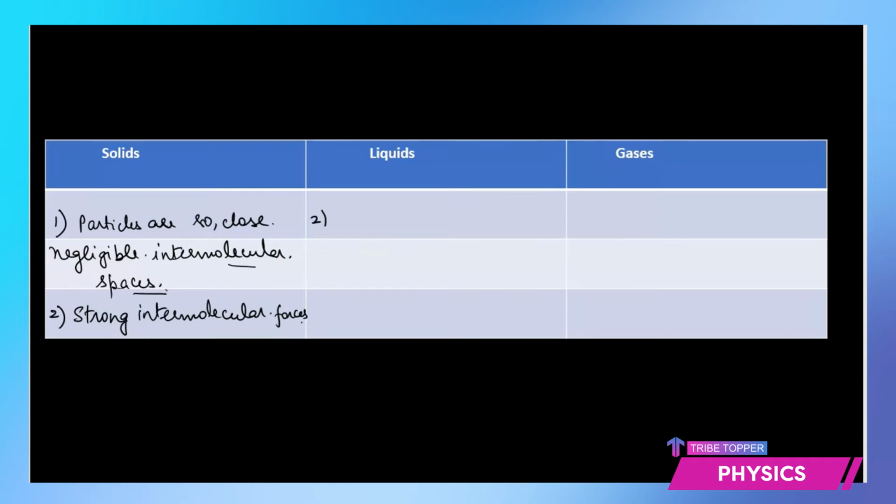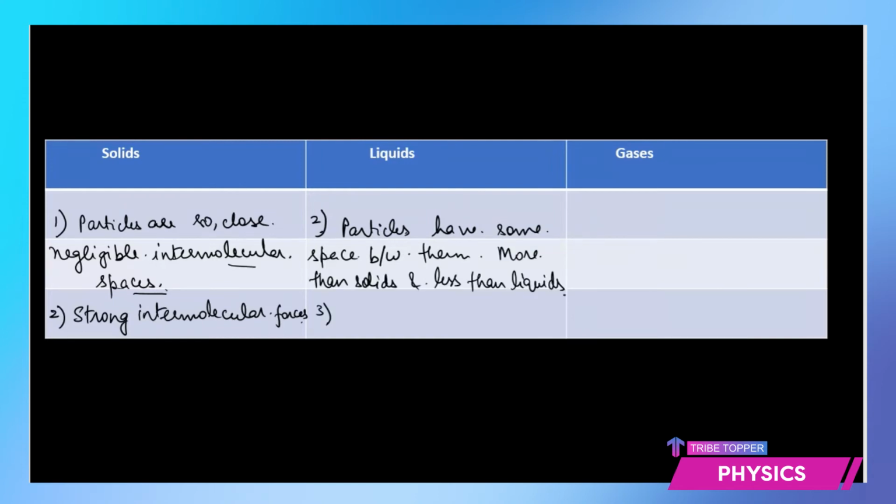Now the same thing if we talk about liquids, the particles are close, but particles have some space between them. So the intermolecular spaces are there, more than solids and less than gases. So particles have some space between them, which is more than solids, but less than gases.